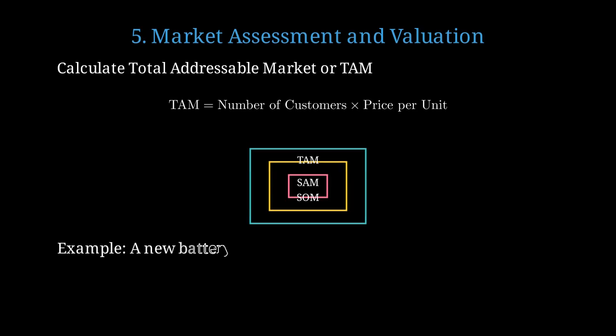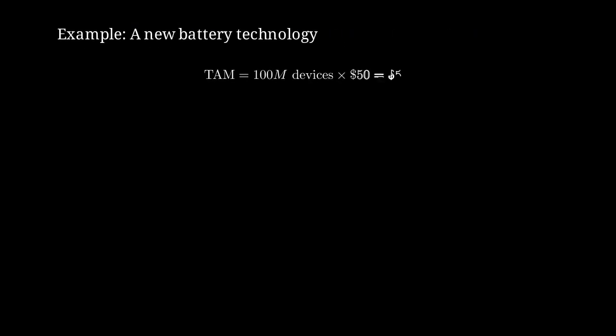Let's work through an example. Suppose you've invented a new battery technology with 50% more capacity. If there are 100 million devices using similar batteries at $50 per battery, your TAM is $5 billion. A rough patent valuation might be 5% of TAM, giving you a value of about $250 million.